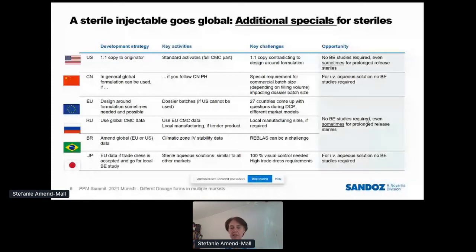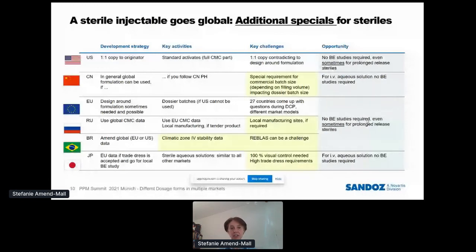I think everybody is aware that usually for an aqueous solution for injection, you don't need PE studies, which is a good advantage. If you are talking about prolonged release products, it looks different. Let's say oily solutions or crystal suspensions, then many markets also require PE studies, just referring back to China and Japan, very specific.